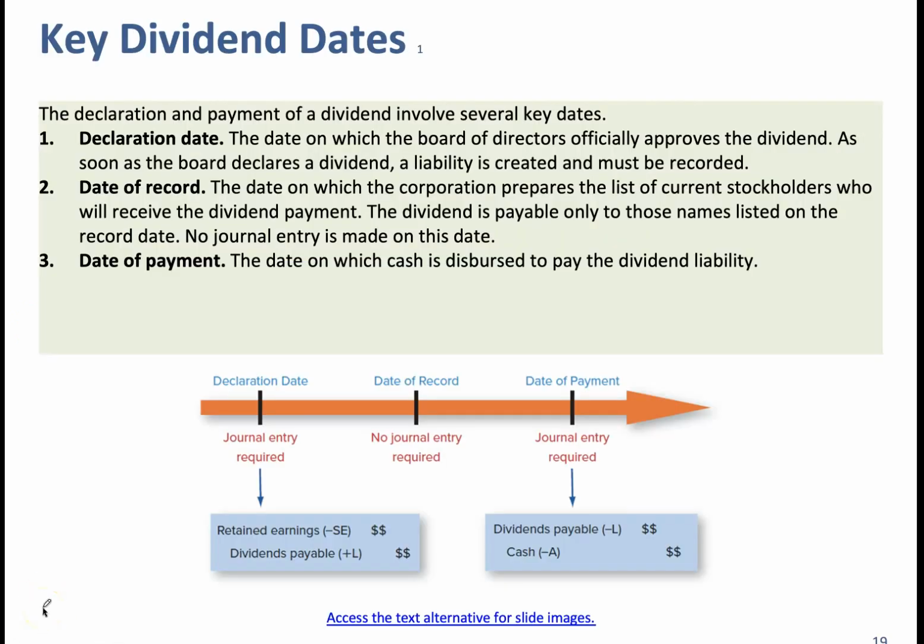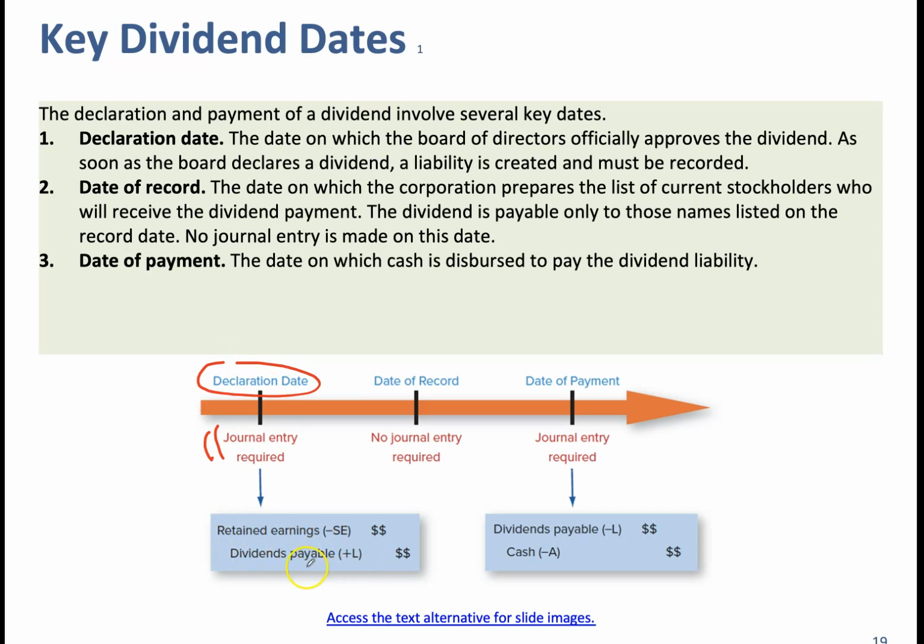These are the key dividend dates that you need to remember. The first date is called the declaration date. This is the date on which the board of directors officially approves the dividends. When the board approves the dividends, the company needs to make journal entries to record this transaction. So journal entries are recorded on the declaration date, not the payment date. The company would debit retained earnings and credit dividends payable.